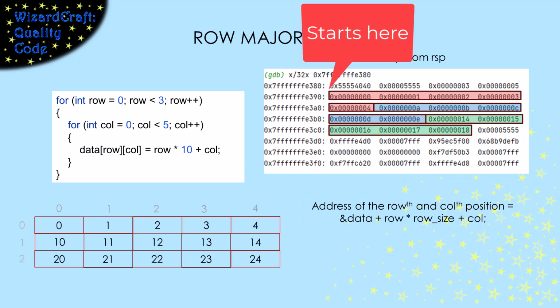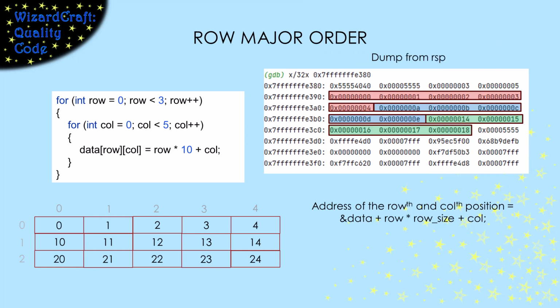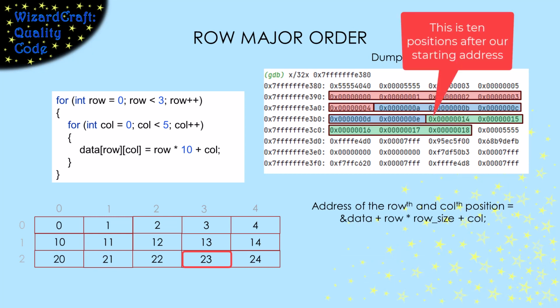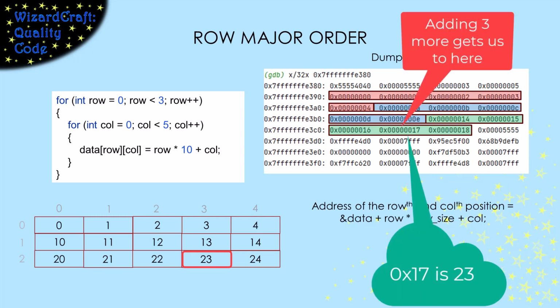It starts at the beginning address of the array. Then it uses row number and row size to skip past all of the preceding rows. Then it adds our column number to get to the right position in the row we want. For example, let's do the math for position 2, 3. Row times row size would be 2 times 5. Adding 10 to our starting address gets us past row 0 and row 1. And then adding the column number gets us to the position we want.